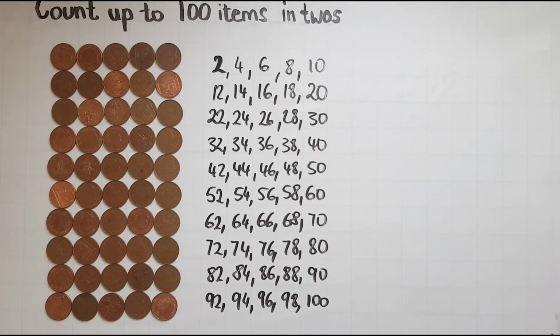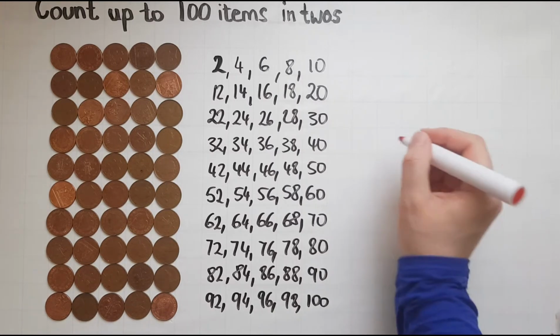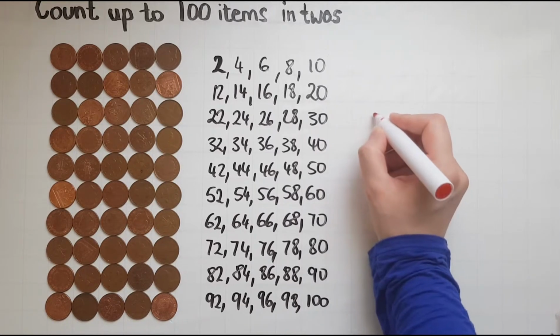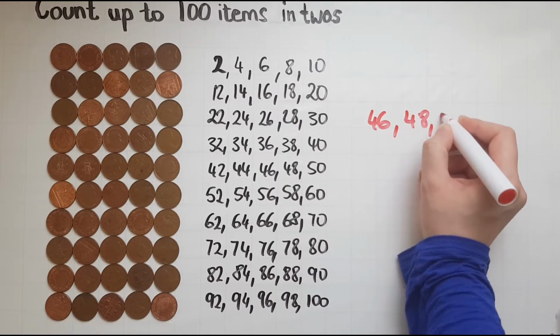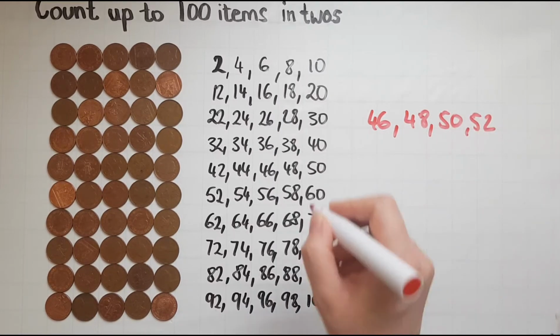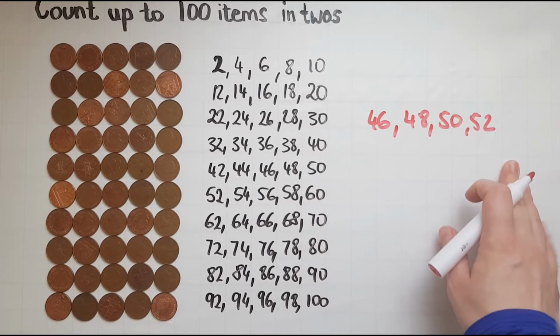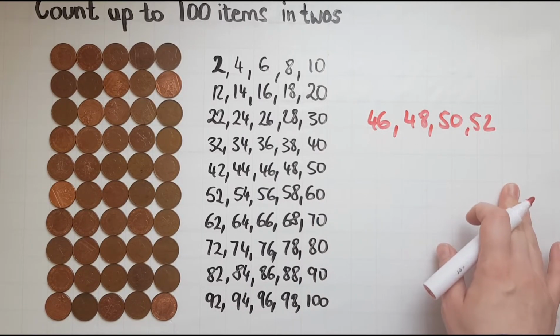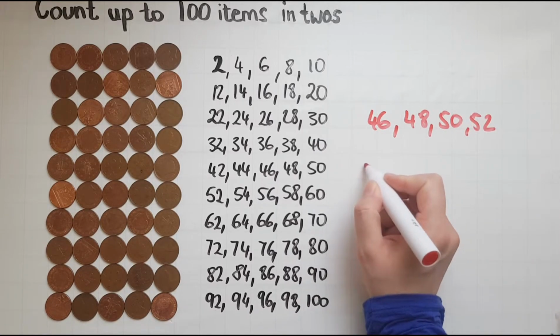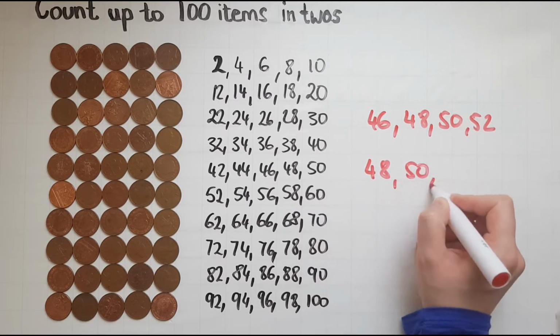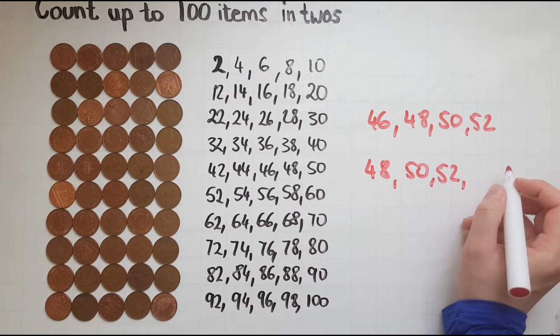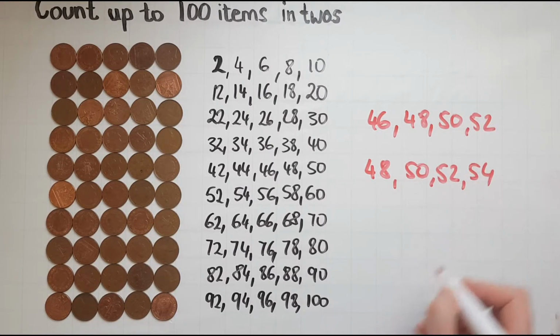So you might be given in a question a number and then count on in twos from that point. So let's say we have 46. So then you'll do 48, 50, 52, depending on how long the sequence or the pattern needs to be. Or you might be given 48, then 50, 52, 54, and so on. So it really depends on where you're starting.